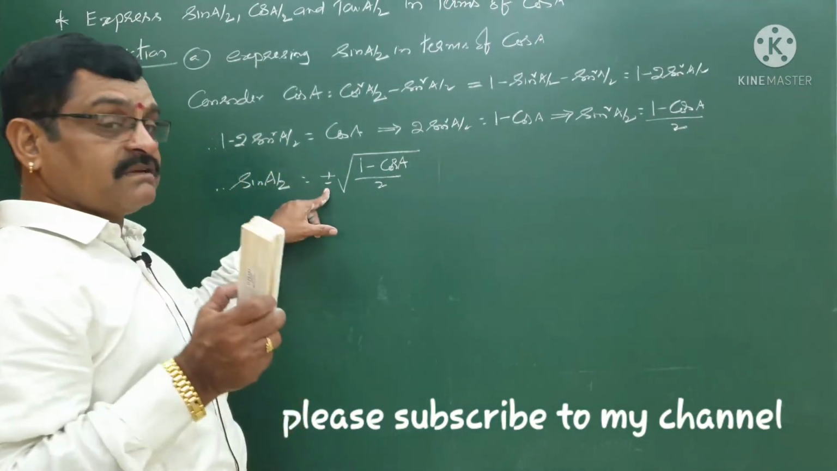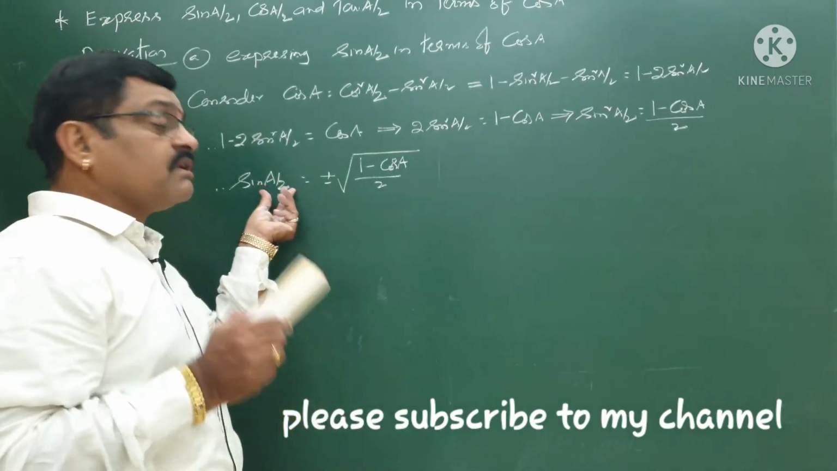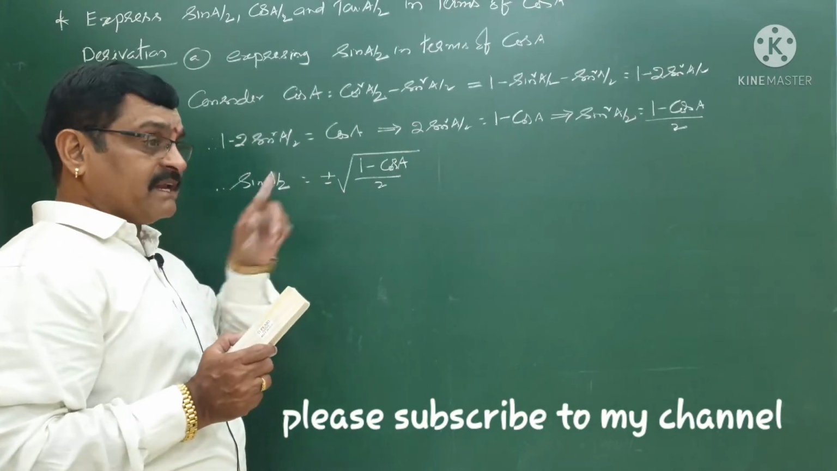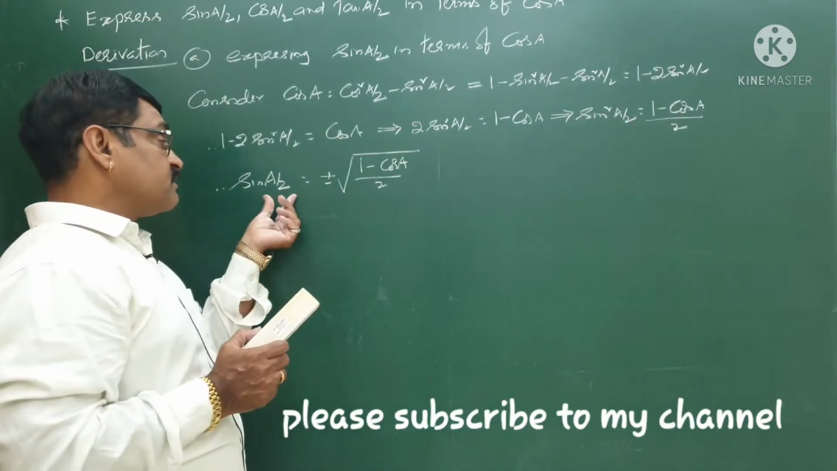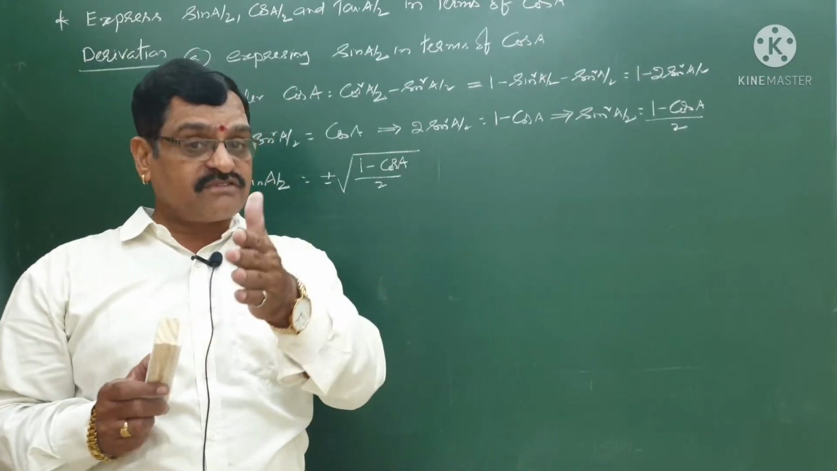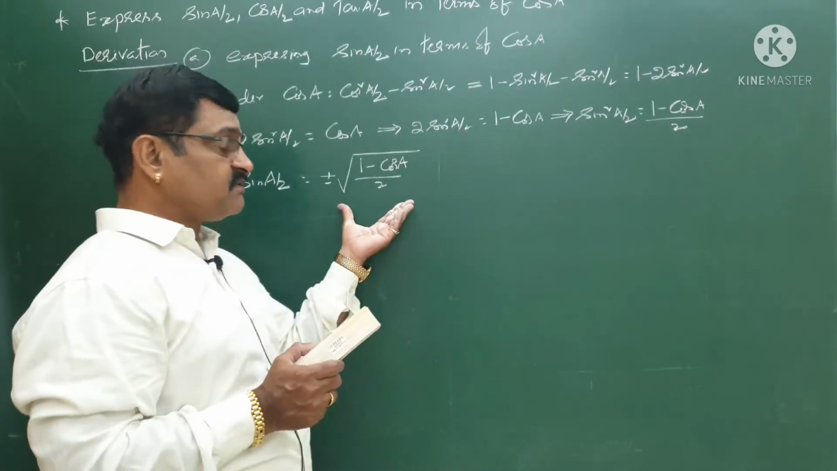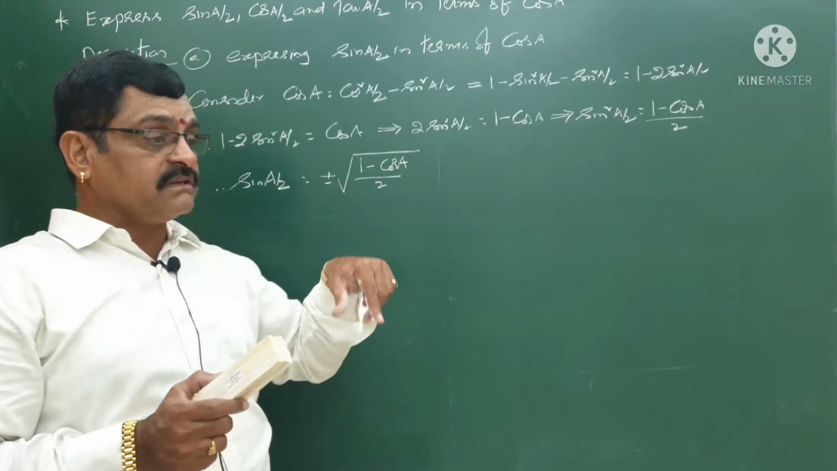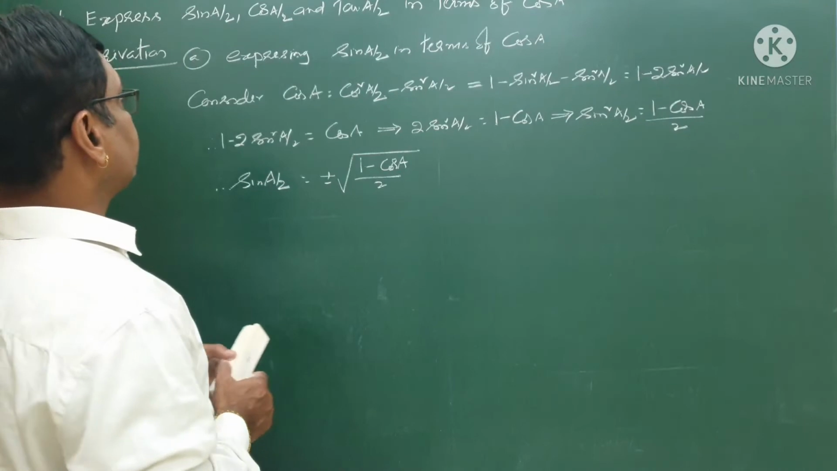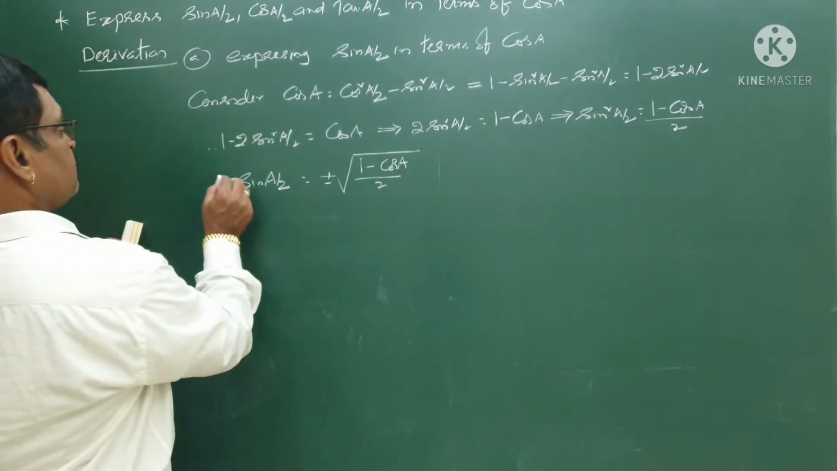This plus or minus depends on the position of A by 2. Please remember this. Again, repeat: the plus or minus sign depends on the position of A by 2. That means if A by 2 lies in the first quadrant or second quadrant, it will become plus. If A by 2 lies in the third quadrant or fourth quadrant, you get a minus sign. Okay? Therefore, we have sin A by 2.